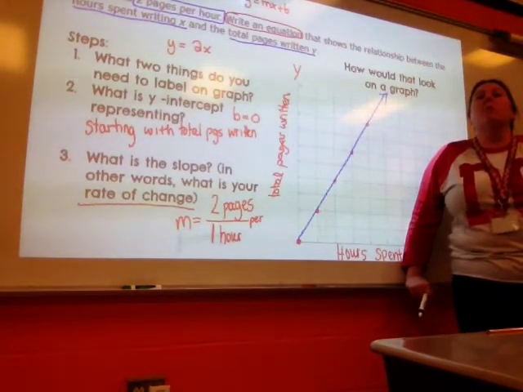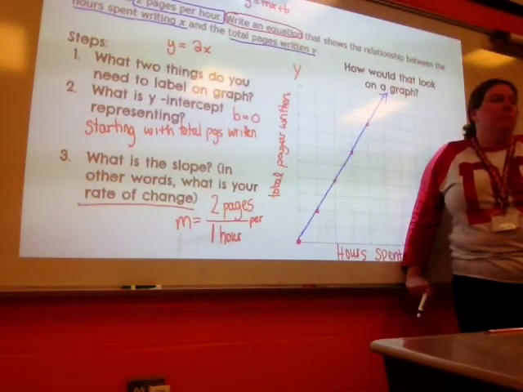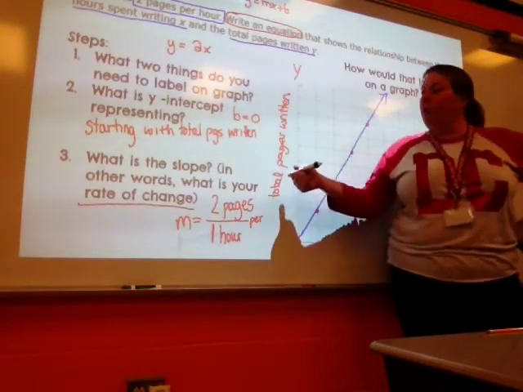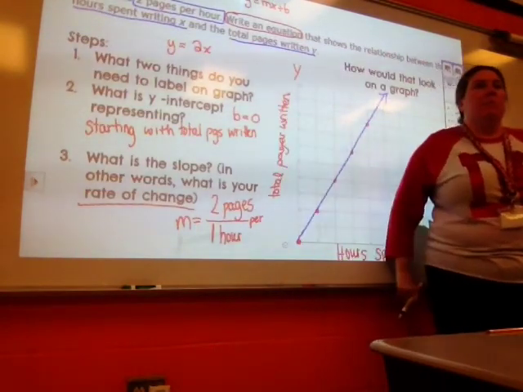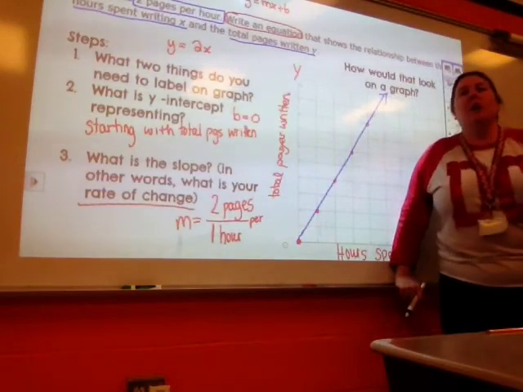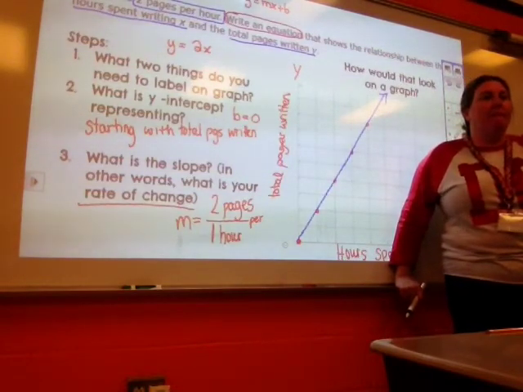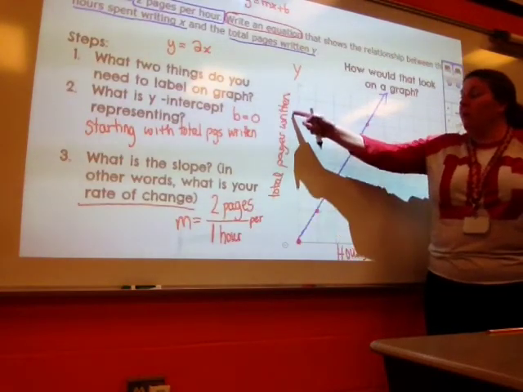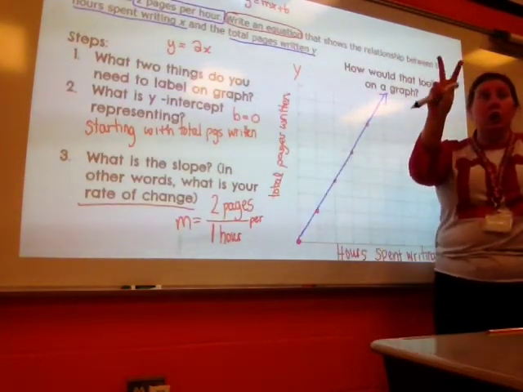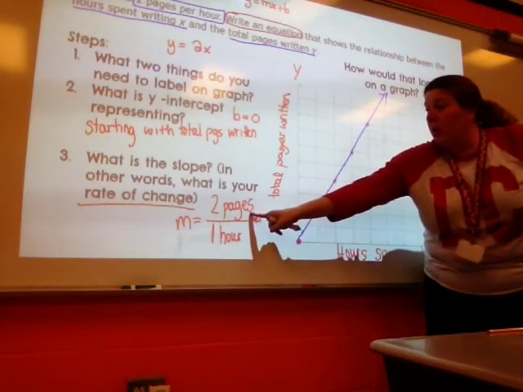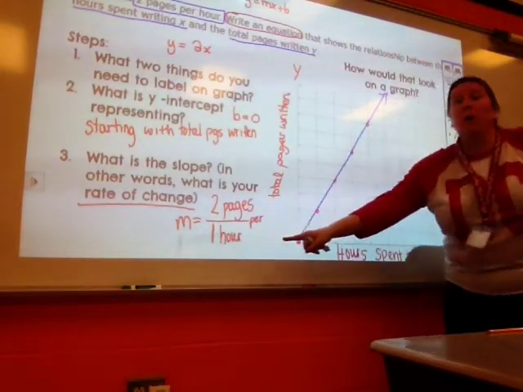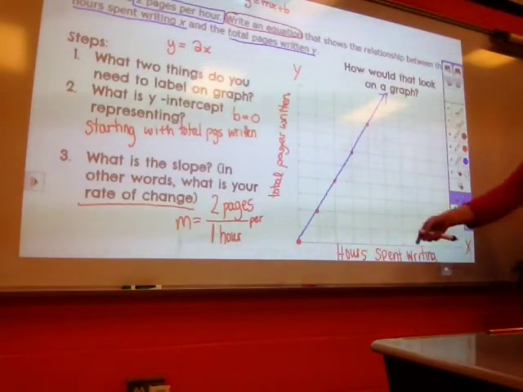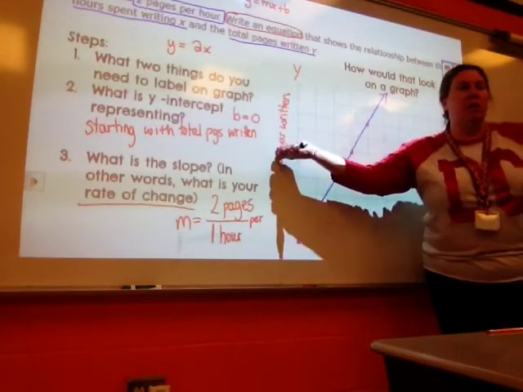Nope. Yes, my dear. What is happening to my total pages written? Yes. It's increasing. Increasing what? The amount of pages. Okay, my total pages written is increasing 2 pages for every 1 hour I what? Right. Spend writing. That's why it tells you these things.